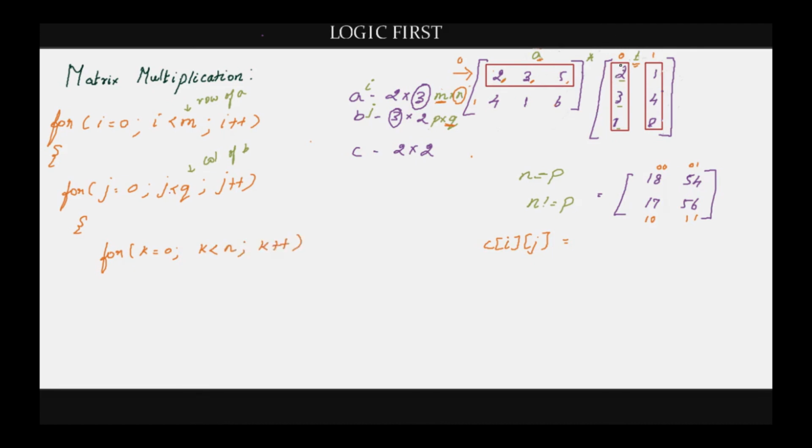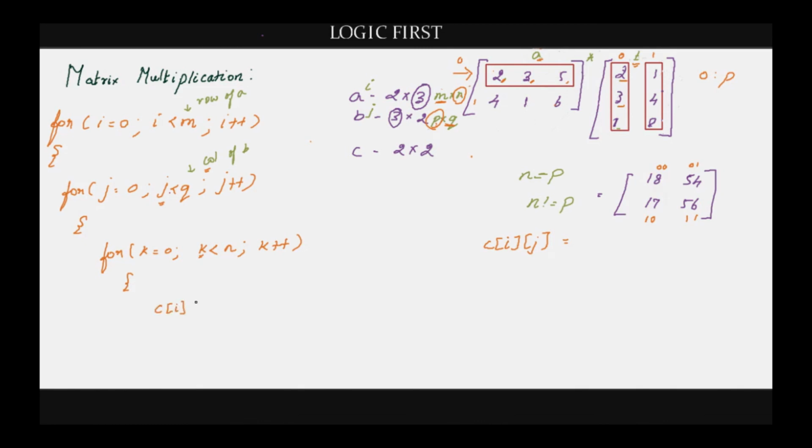But we also have to access the elements of B. Here with J we only know the column of B. What about the rows of B? The rows of B should start from 0 until P. Since N and P are equal, we can use this same variable for the column of A and row of B. Let's write the code, you will understand it better.